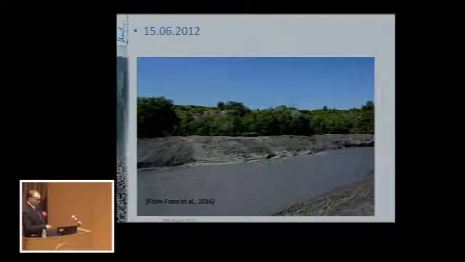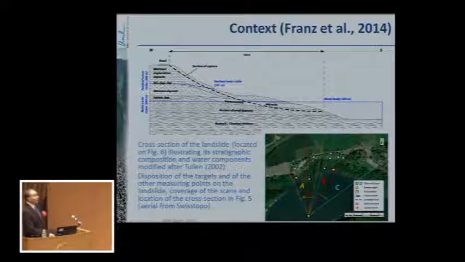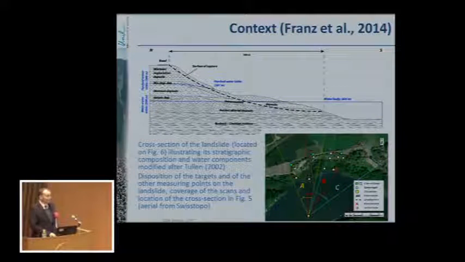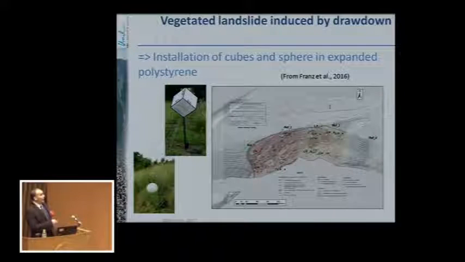activating a landslide. And what we did is, first, this is the cross-section of the landslide. This is the water table, the water level of the lake. And this is the target we used. And what was the target? We used the LiDAR, and the LiDAR with big targets that are like big expanded polystyrene cubes or spheres, we put on the landslide here.